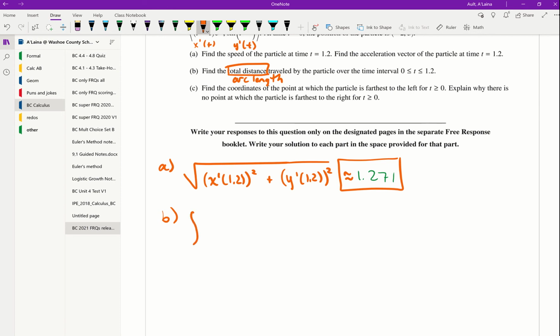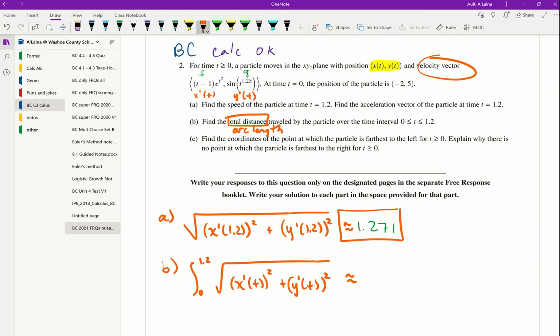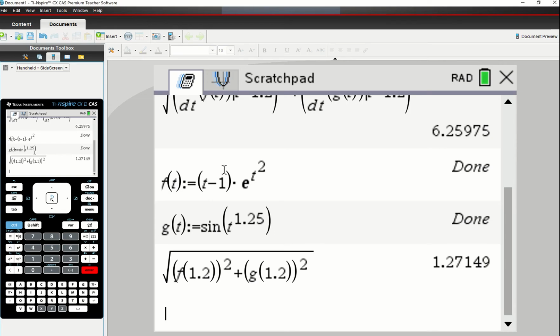So I will do the definite integral. We're going from 0 to 1.2 of the square root of x prime of t. Make sure that is not evaluated there. This needs to be t, and y prime of t, quantity squared. And notice I did name this x prime and y prime up in the problem, which is, I think, helpful for the reader to make sure they know what I'm doing. Although they would understand that since we called the position x and y, they would interpret that correctly even if I didn't write that.